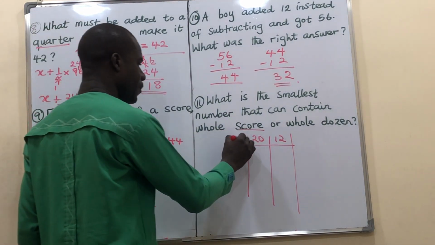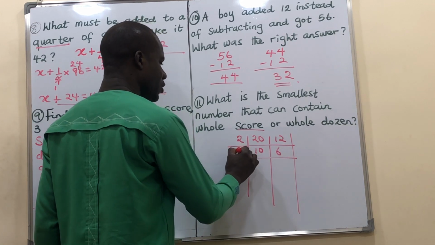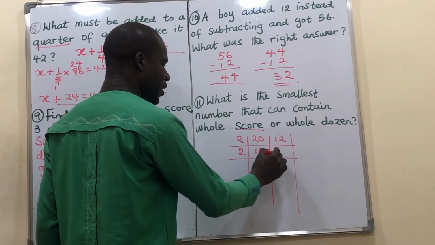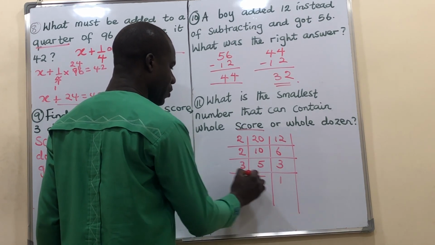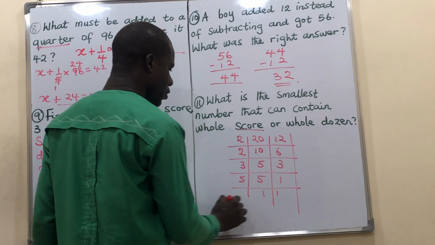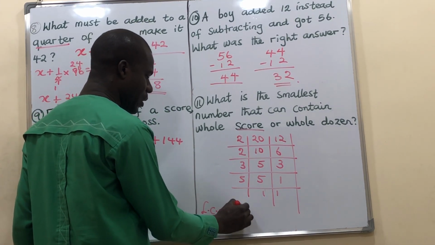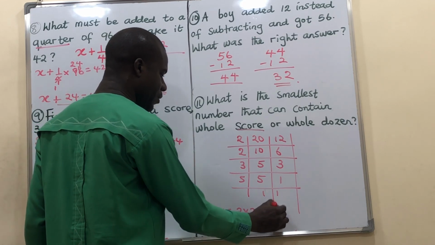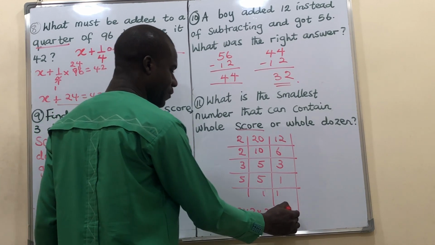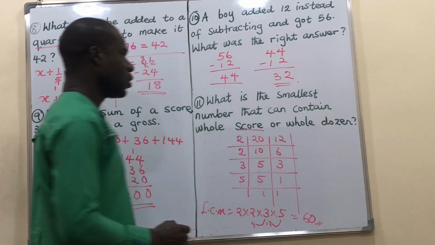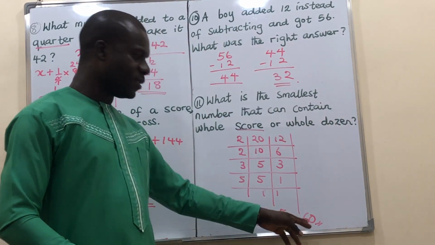Think of the smallest number that can go. 2. 20 divided by 2, 10. 12 divided by 2, 6. 2 is not done with its work. 10 divided by 2, 5. 6 divided by 2, 3. Now we can use 3. 5, 1. 1, 1. So the LCM here will give me 2 times 2 times 3 times 5. 2 times 2 is 4. 4 times 3 is 12. 12 times 5 is 60. So the smallest number that can contain a score and a whole dozen is 60.